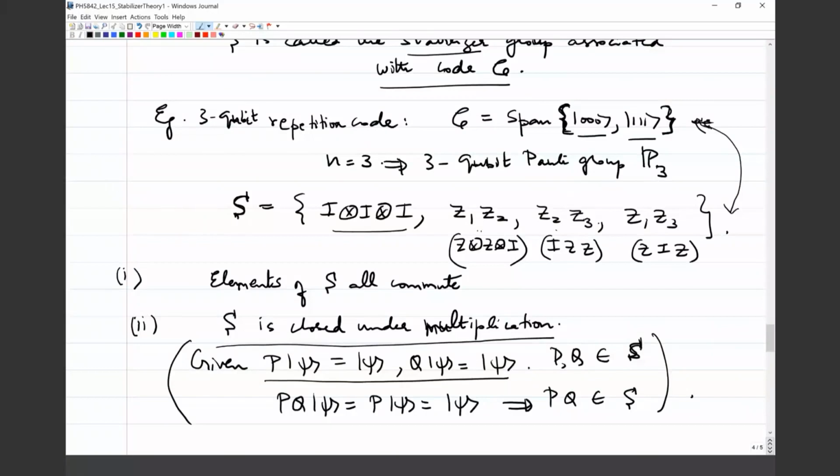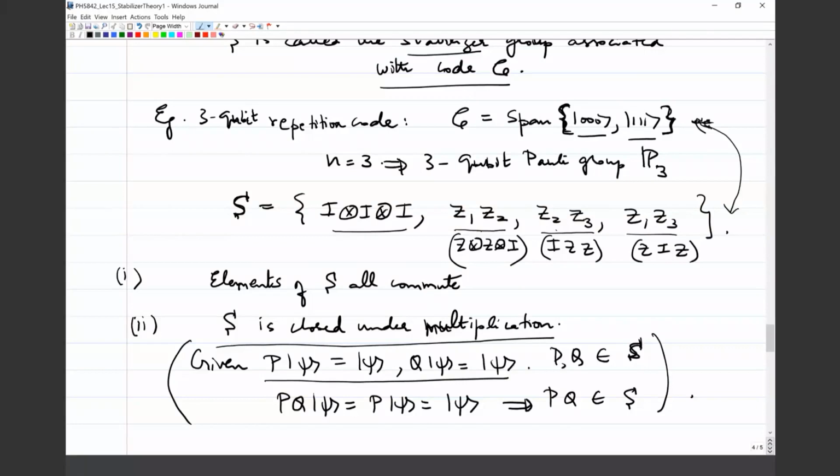What were the measurements that we did in order to detect errors on the 3-qubit code? Parity check of two nearby qubits. Correct. So what was that parity check actually? It was indeed a Z measurement. Exactly. So if you notice what the elements in the stabilizer are, these were in fact the operators that we were measuring in order to detect the errors.